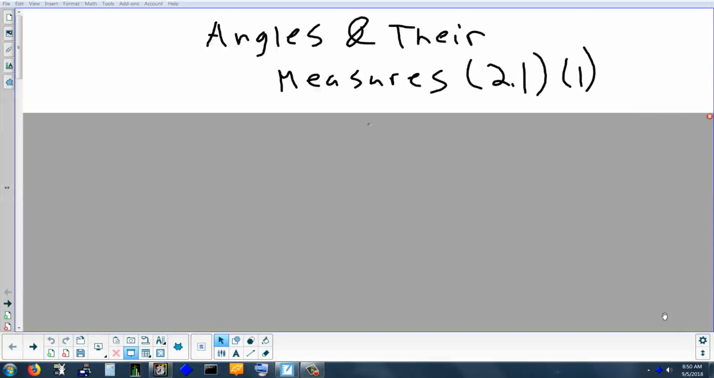All right, so the next section we're going to look at is chapter 2. It's on angles and their measures. In this section we look at basically what an angle is, and then we look at how we can measure it. There's two main ways we measure angles.